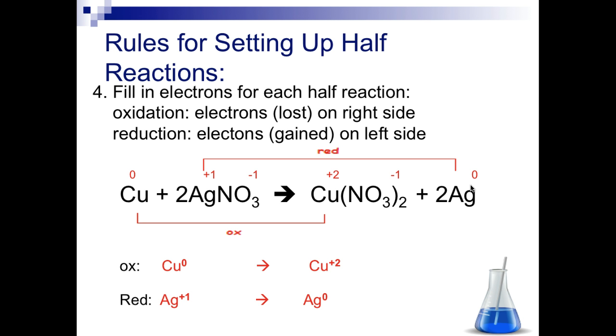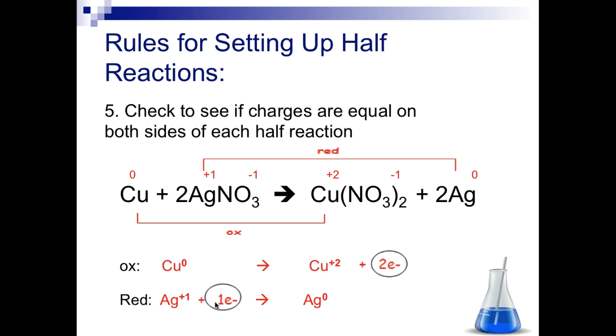So in this first oxidation of Cu with 0 oxidation state to Cu plus 2, we have to add 2 electrons on the right. And then on the left, for the reduction half of it, we have to add 1 electron on the left, so that makes the charge balance. Now we have to check to see if the charges are equal on both sides of the half reaction.